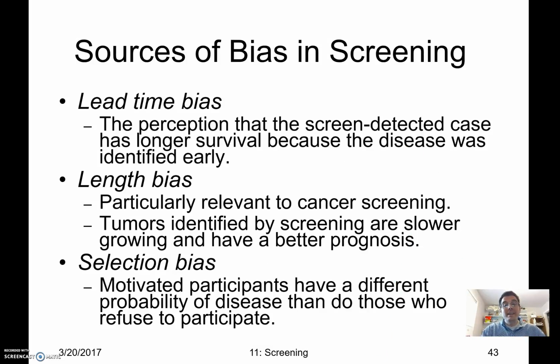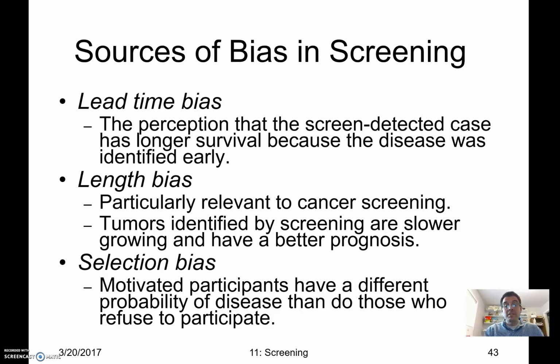One example of bias that can be introduced in these screening tools is lead time bias. That's the perception that a screen-detected case has a longer survival because the disease was identified earlier. The idea behind this is the perception that if you have a screening test, it is better, so that person will actually live longer. That's where an evaluation tool, such as a controlled trial or a time series analysis, will be able to help identify whether or not bias could be introduced in those different types of study design.